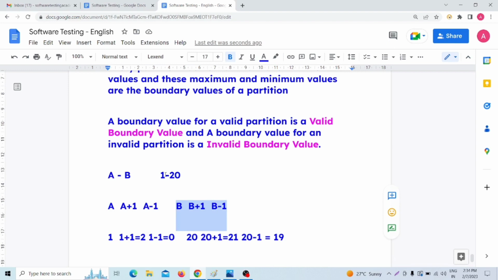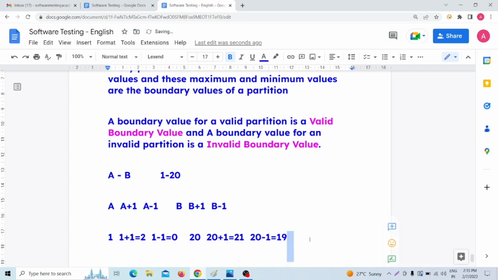As I have already told you, my text field accepts 1 to 20 digits, so the only accepted values are 1 to 20. So 1 is A and 20 is B. A means 1, A plus 1 means 1 plus 1 equals 2, and A minus 1 means 1 minus 1 equals 0. Same for B: the B value is 20, B plus 1 is 20 plus 1 equals 21, and B minus 1 is 20 minus 1, that is 19.